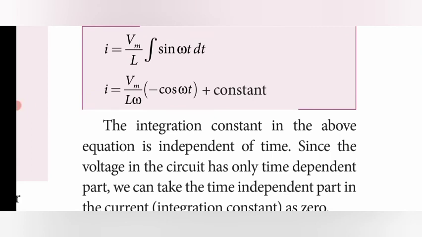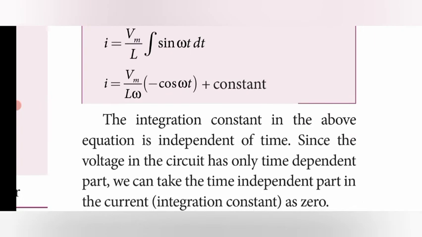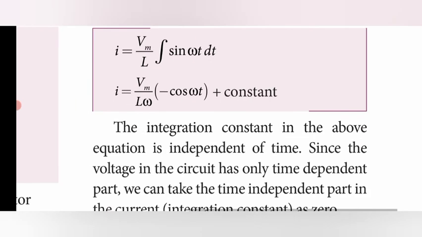Integration constant C, we consider that C is there, but here the voltage is fully time dependent. So since the voltage is passed in the circuit, it is purely time dependent. So we have to take the time dependent part only. We have to remove the constant values here. That's why we take that constant as a 0 value, because that is independent of the time value.